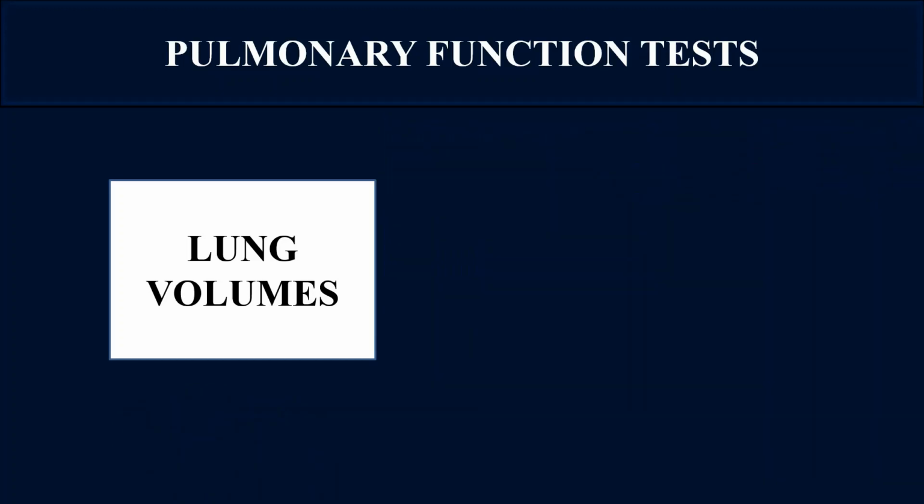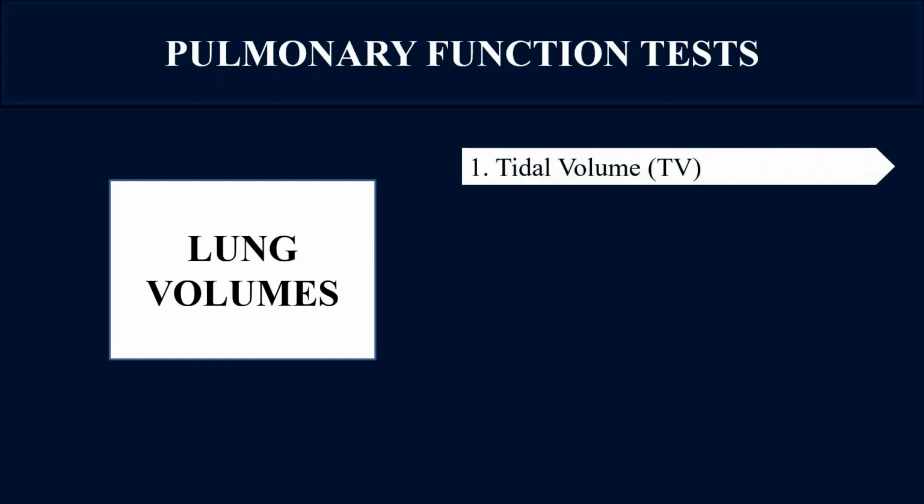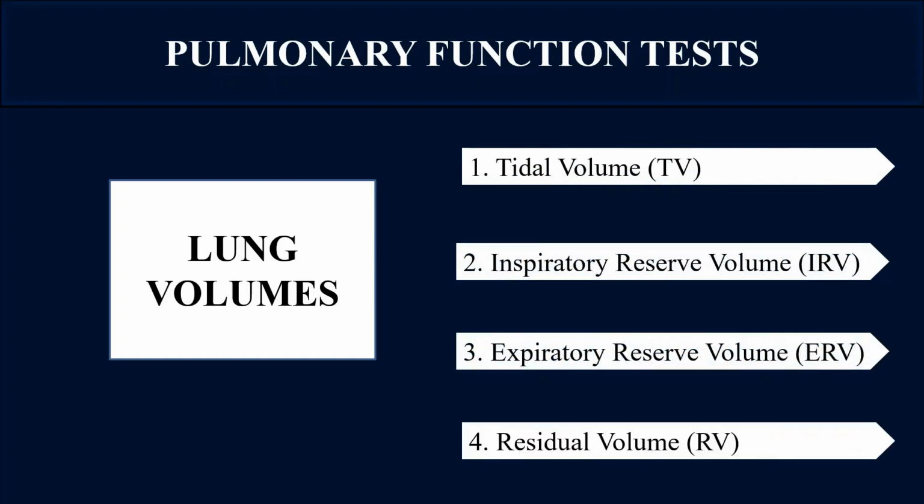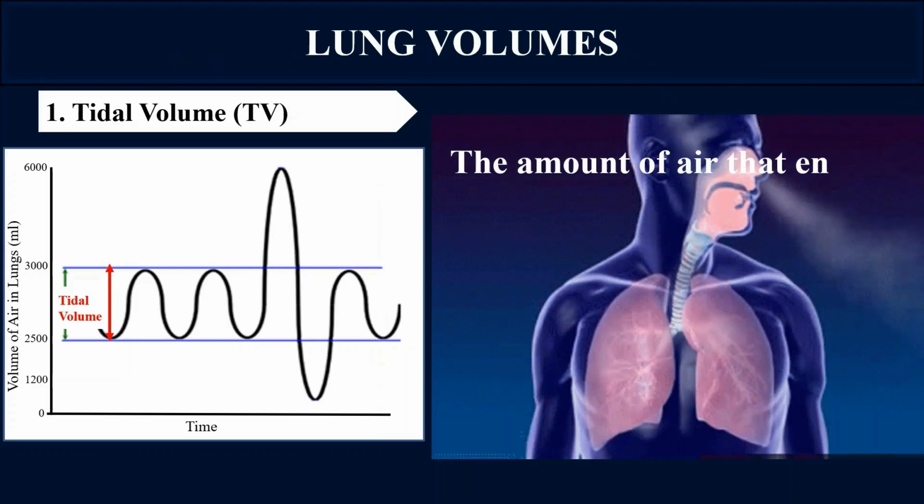There are a number of different terms that describe the measurement of the space taken up by the air during respiration. These lung volumes, the terms that measure the amount of space taken up by the air in the respiratory system, are tidal volume, inspiratory reserve volume, expiratory reserve volume, and residual volume. Let's see them one by one in detail along with their graphs, because their graphs are important for measuring their values. Here I am talking about the tidal volume.